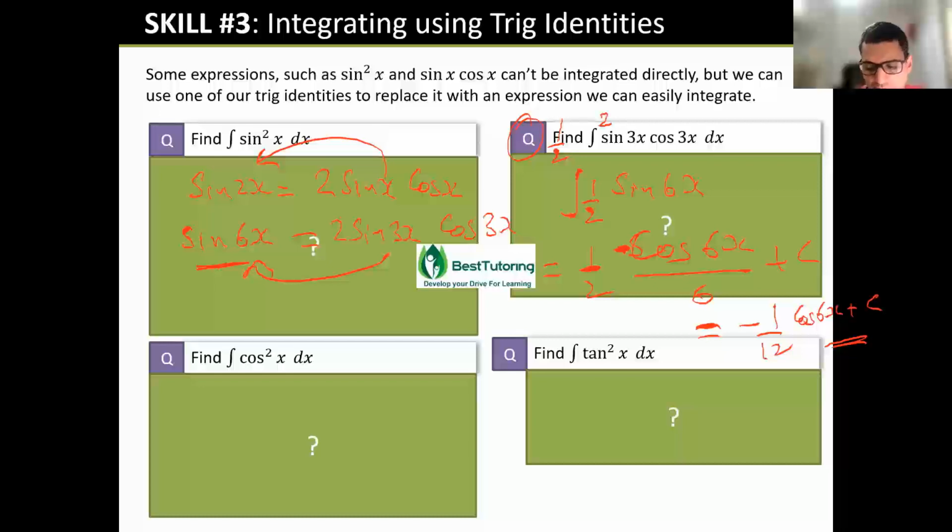Come on. Send me a message, Kaya, please. Ayushi, send me a message, please. It is some identity with the tan square. So we know that one sine.